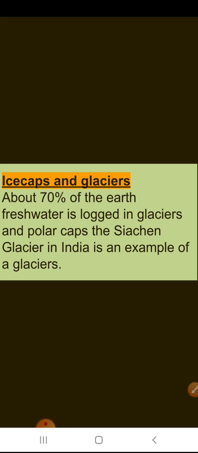The next source of water is ice caps and glaciers. As we all know, about 70% of the earth's fresh water is locked in glaciers and polar caps. The Siachen Glacier in India is an example of a glacier. We all know that glaciers are full of ice, and that is what? Water. So we can say 70% of the fresh water is in the glaciers, and now due to pollution and global warming, these glaciers are also melting.